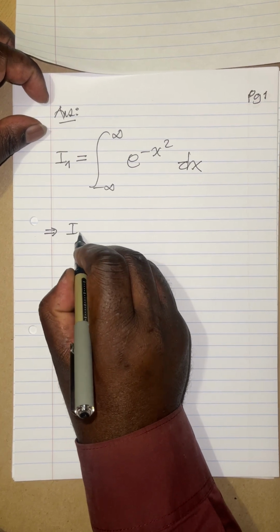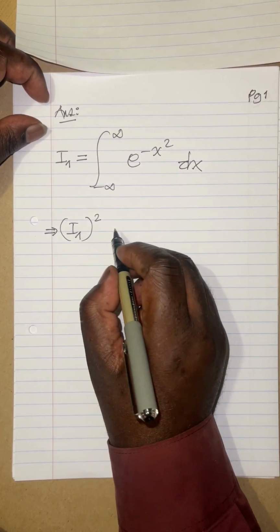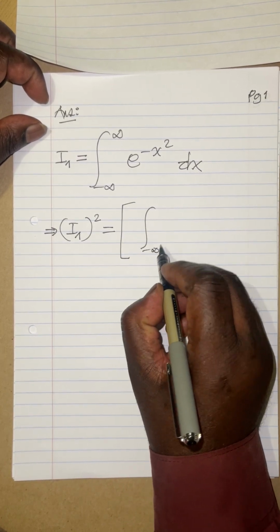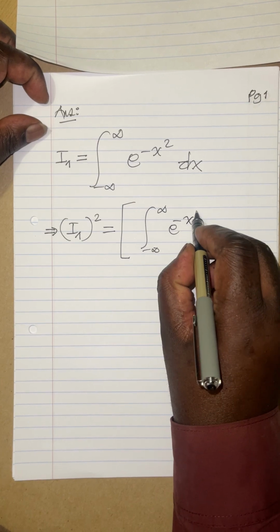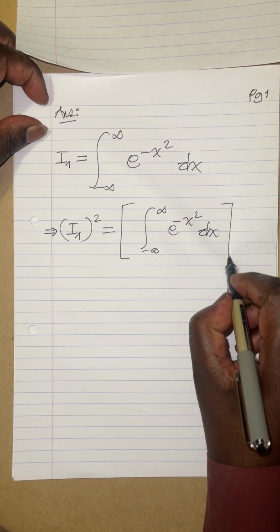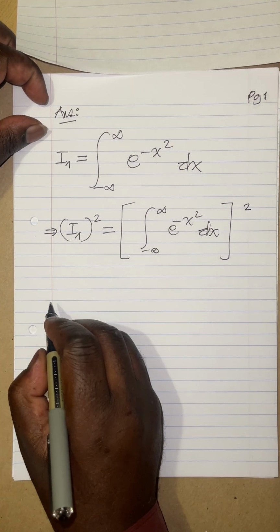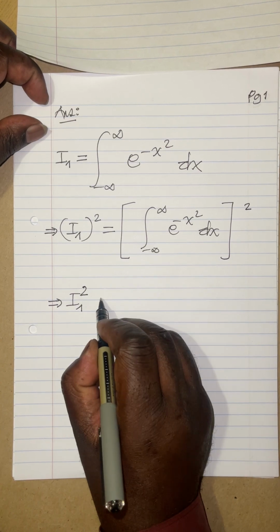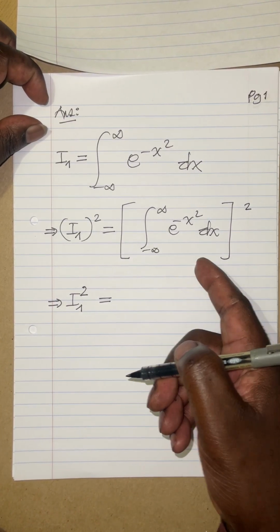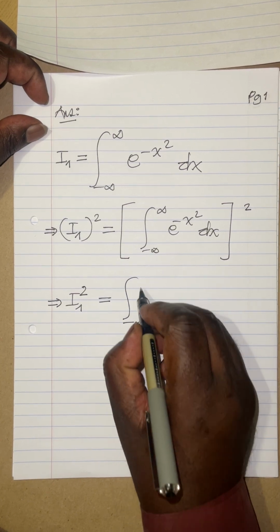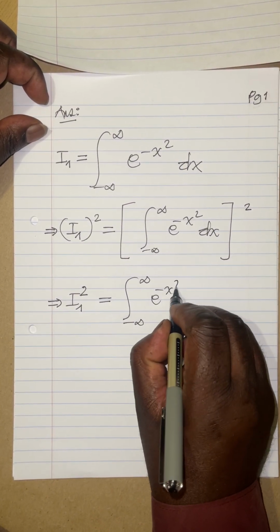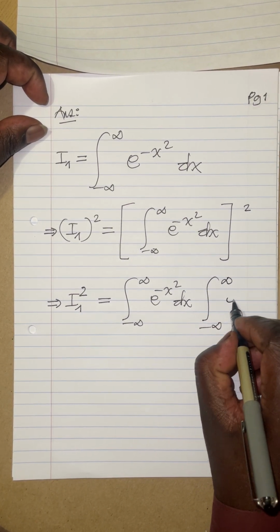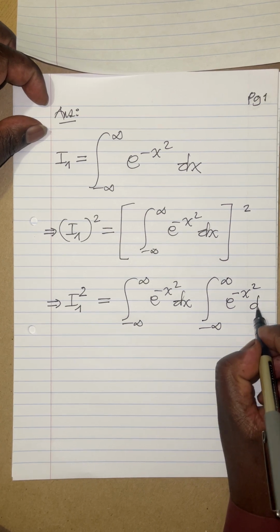So I square I1. I take I1 and I square it. It will be taking the entire integral from minus infinity to positive infinity of e to the minus x squared dx, and I have to square this. Well, on the left, I just get I1 squared. On the right, I'm going to get a repetition of this. So the integral from minus infinity to positive infinity of e to the minus x squared dx, multiplying by the integral from minus infinity to positive infinity of e to the minus x squared dx.